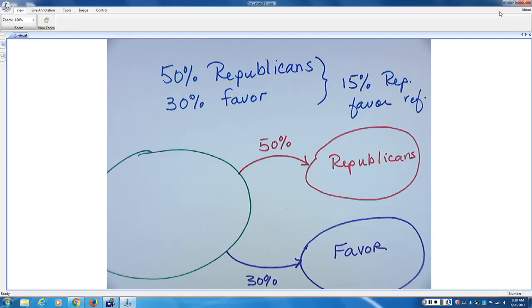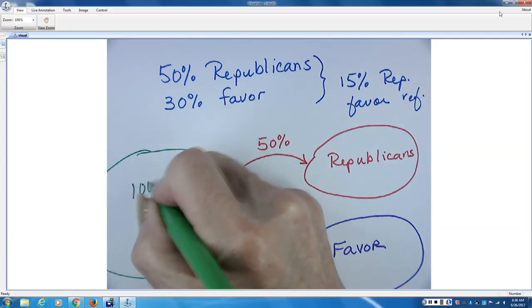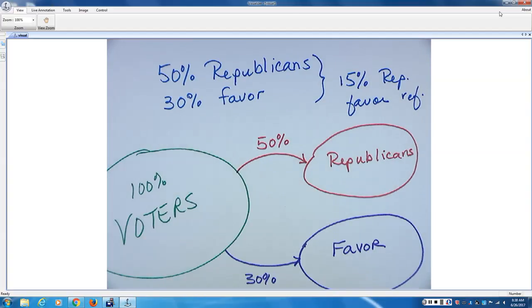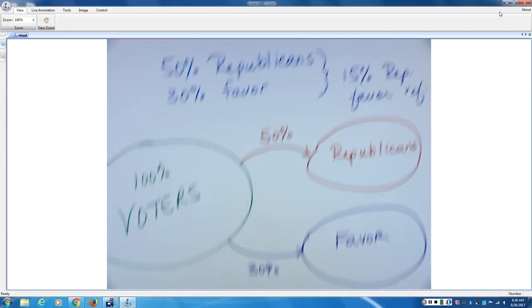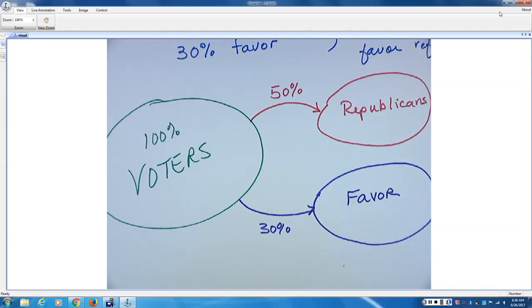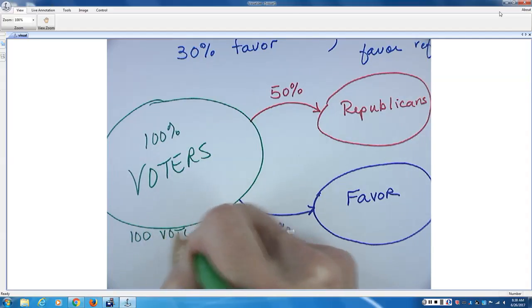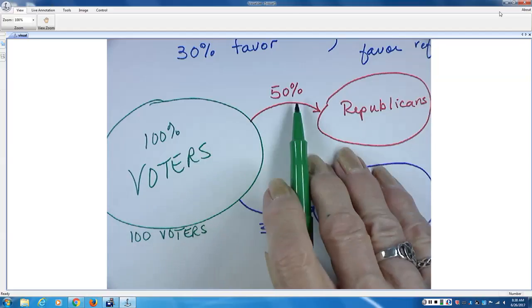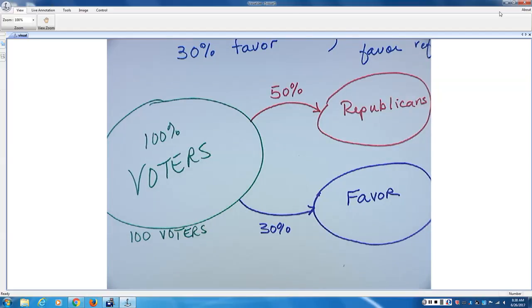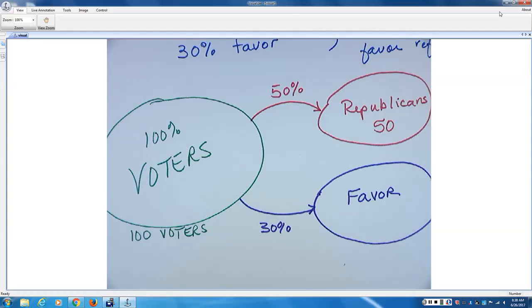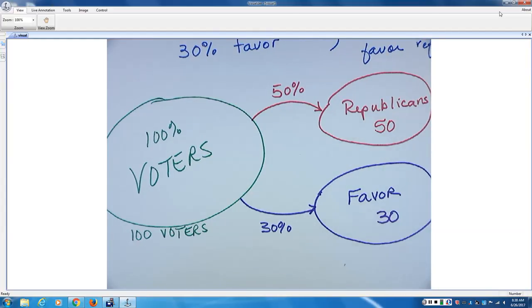So this is 100% of all voters. So what that tells me, and this is always my favorite way to do this because the math's easy, if I assume I've got 100 voters, and 50% of those voters are Republicans, that means there's 50 Republicans. And if 30% are in favor of the referendum, then that means 30 people favor the referendum.